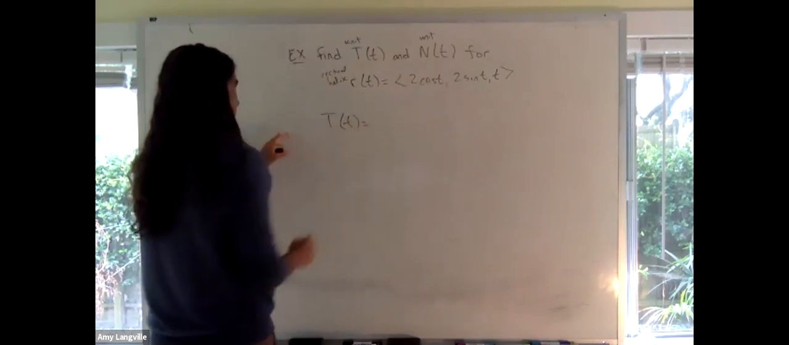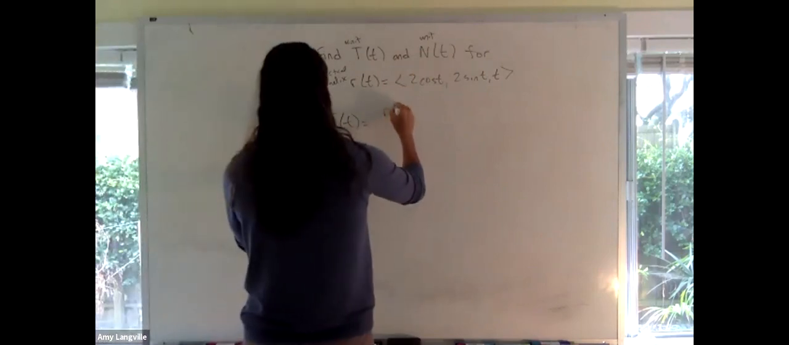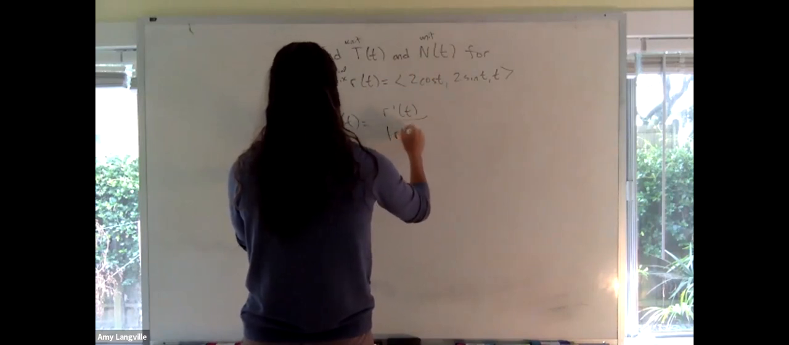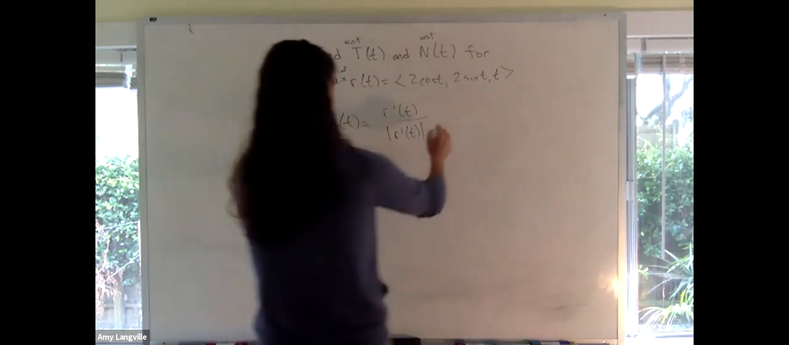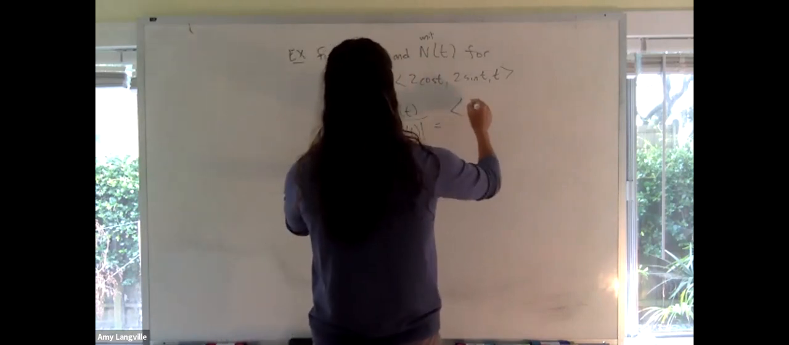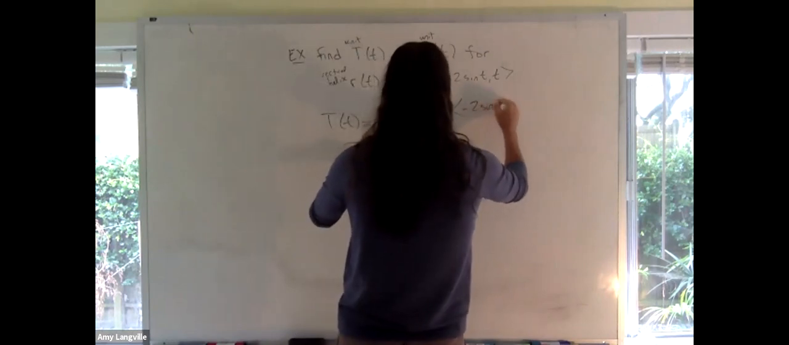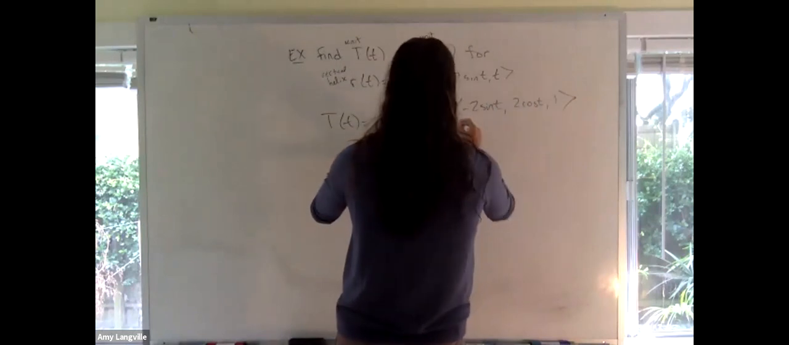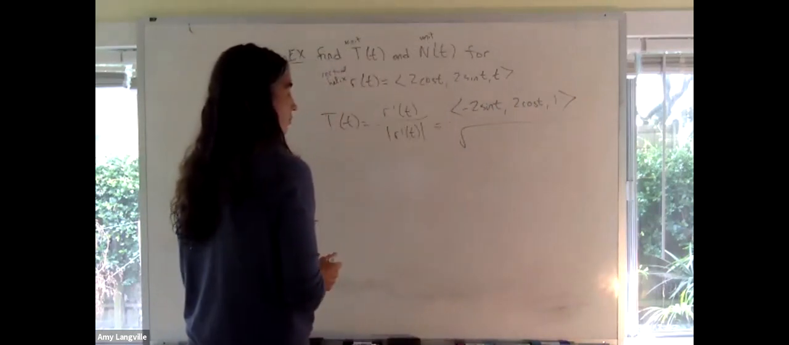And we can do this just straight away with the algebra and calculus. The tangent vector is the derivative normalized, so the velocity vector normalized. Therefore, it has to have length 1. The derivative is, let's see, the derivative of cosine is minus sine, so that would be minus 2 sine t, 2 cosine t, 1, over the square root of the sum of the components squared.